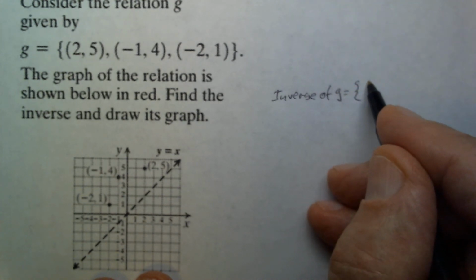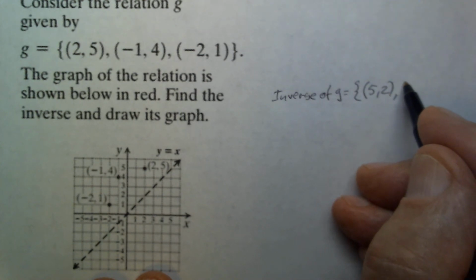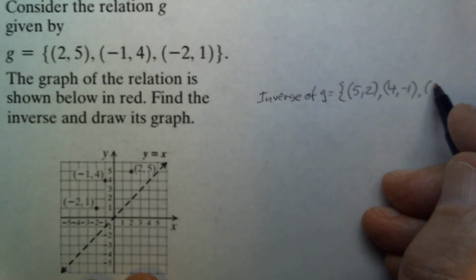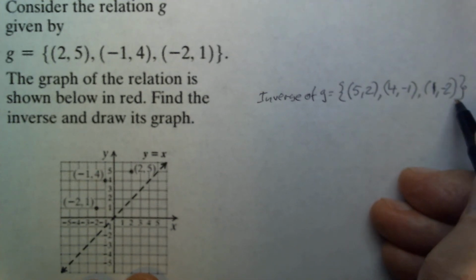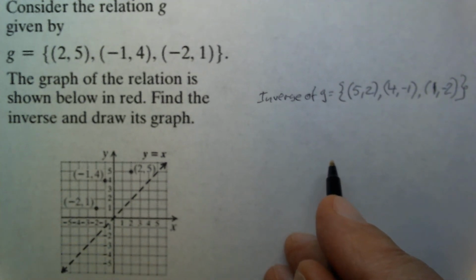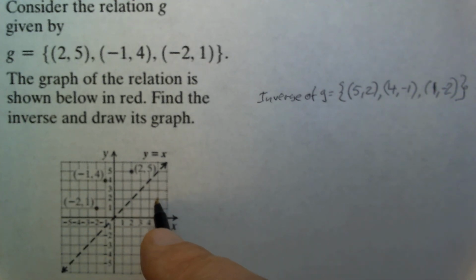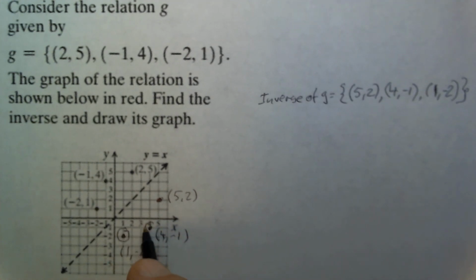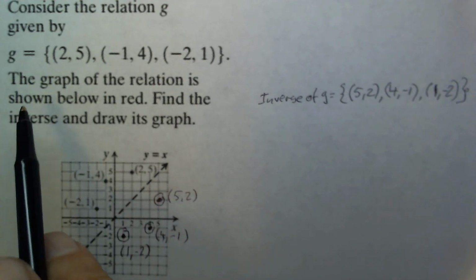is a set of ordered pairs 5, 2, 4, minus 1, and 1, minus 2. And when we plot those, we get 5, 2, so it'd be this one here. And 4, minus 1 would be here. And 1, negative 2 would be right here. So these points represent the inverse relation from the original function or relation G.